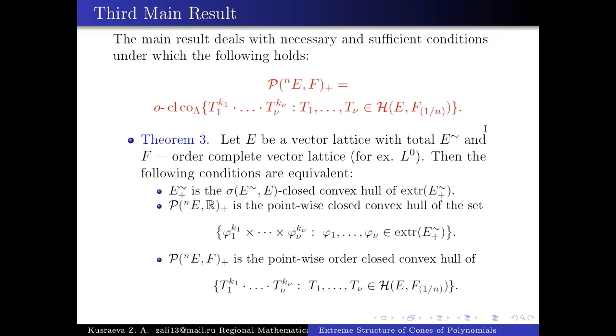The first one of them tells us that the cone of positive functionals on a vector lattice E is the weakly closed convex hull of its extreme rays. The second one tells that the same is true for the cone of real valued n-homogeneous polynomials. And the third one was just announced a minute ago, half a minute ago. So this is the first result obtained in this investigation.